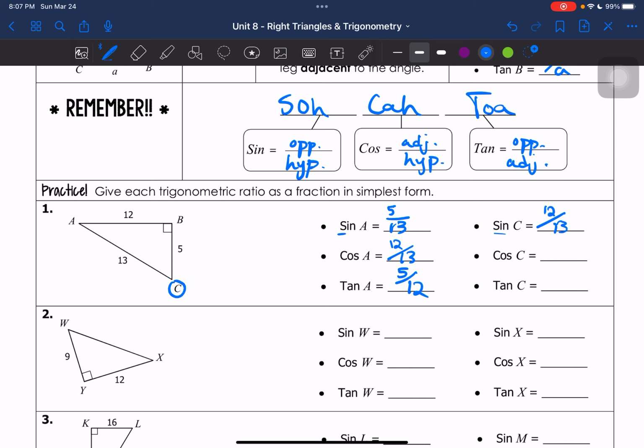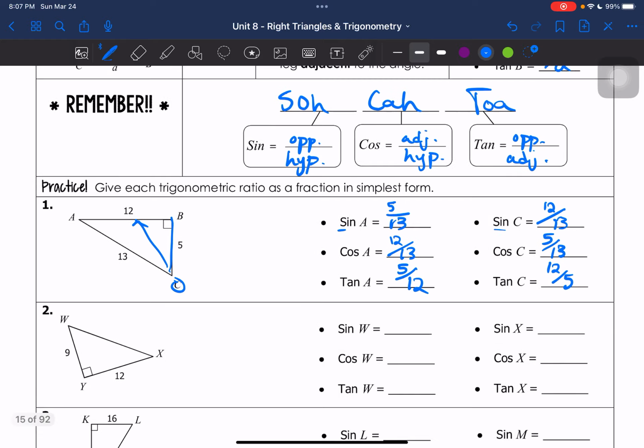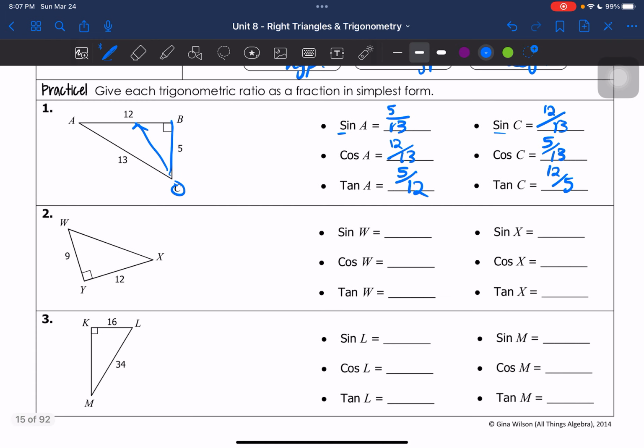Cosine of C is going to be the adjacent side, which is 5 over the hypotenuse, so 5 over 13. And then the tangent of C is going to be opposite over adjacent. So we're going to do 12 over 5. So we found the ratios for all of those. Let's look at number 2.